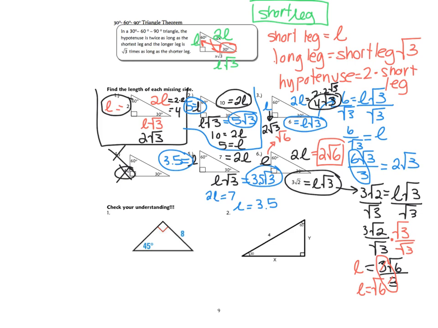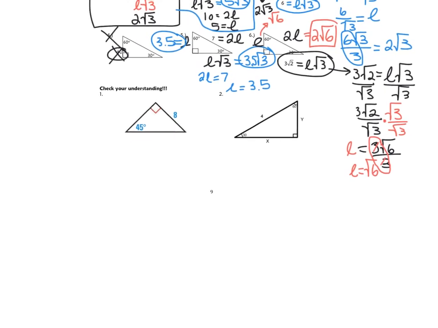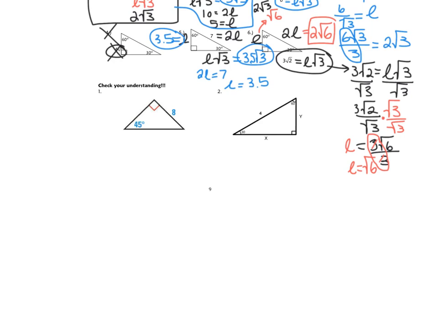Okay, so let's check your understanding. So the first example here, we have a 45, 45, 90 triangle. If you don't remember, flip back to the other page, but the legs we always label as L and L. They're congruent, and the hypotenuse is L square roots of 2. So we get this side is 8. This side then has to be 8, because we get 8 equals L, and then the hypotenuse is 8 square roots of 2. That is always the case.